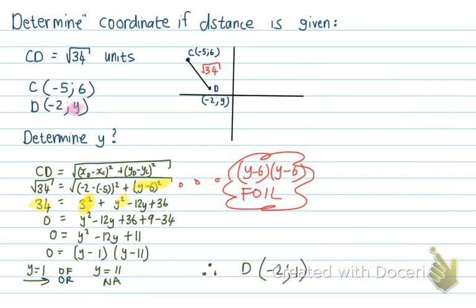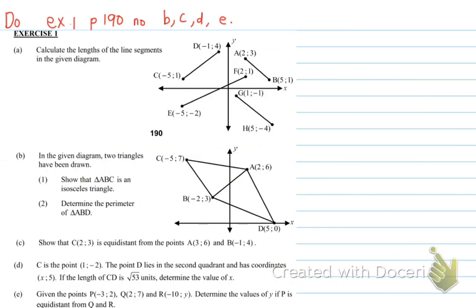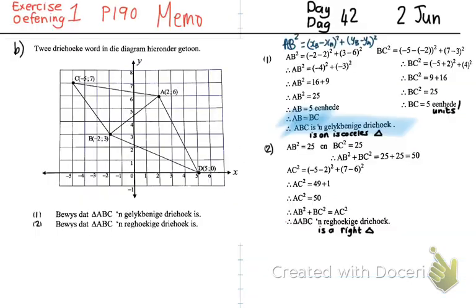Okay, that's the example. Now I want you to do exercise 1 on page 190, number B, C, D, and E. This is the exercise. It's also available in your notes. So you go do those numbers now. And then when you are ready, you come and press play again and we will mark the exercise together.